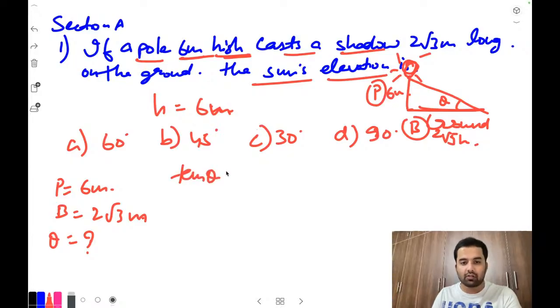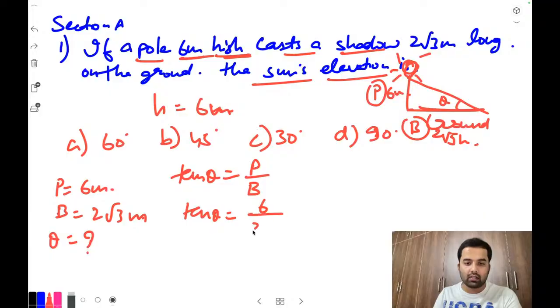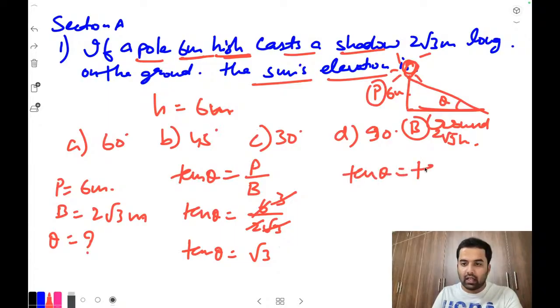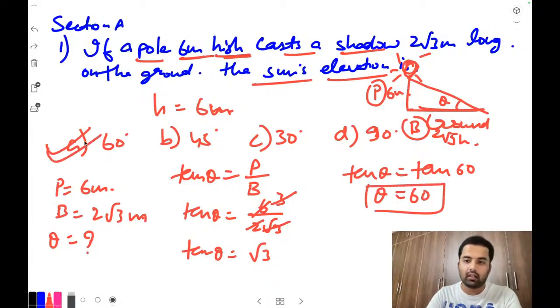I will also write, you will also write. We have to apply this tan theta because tan stands for perpendicular by base. Here, tan theta as it is, P value keep it down 6, and this is 2 by root 3, cancel out. This will come 3 times, and this again root 3 times. And as we know that root 3 stands for tan 60. So theta becomes 60. That's all. Option A is the correct one.